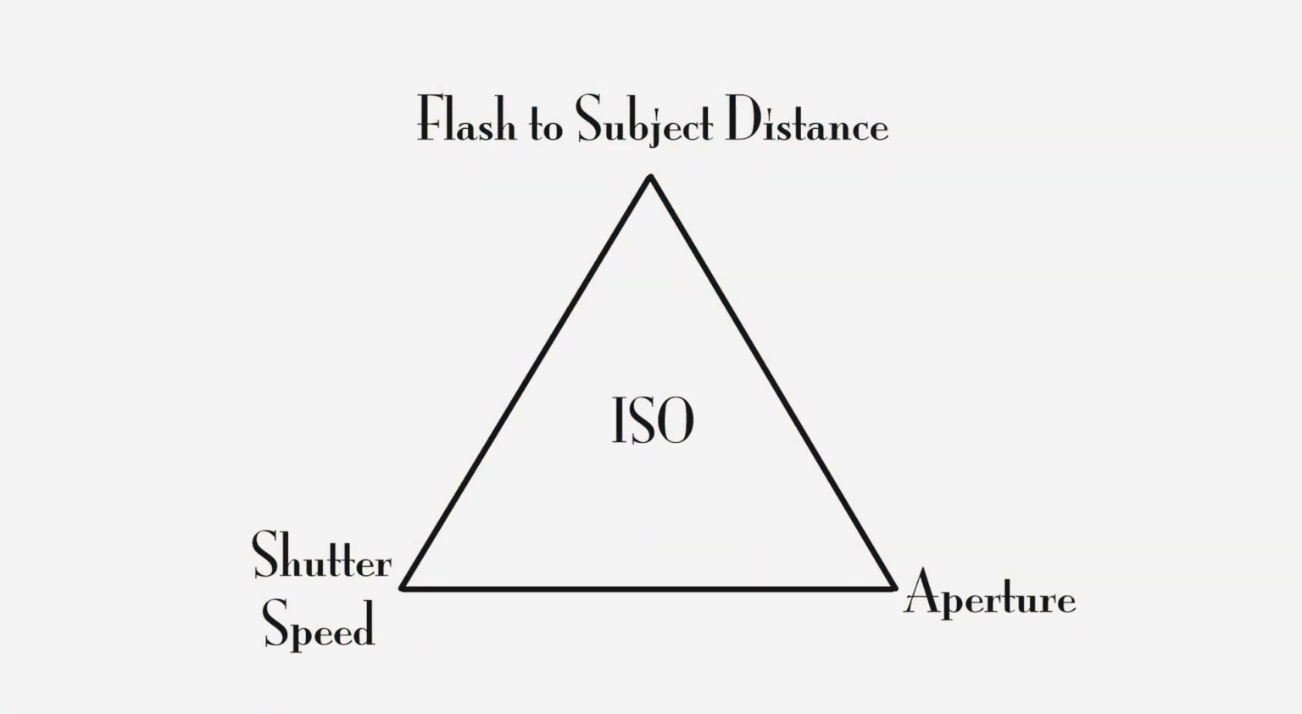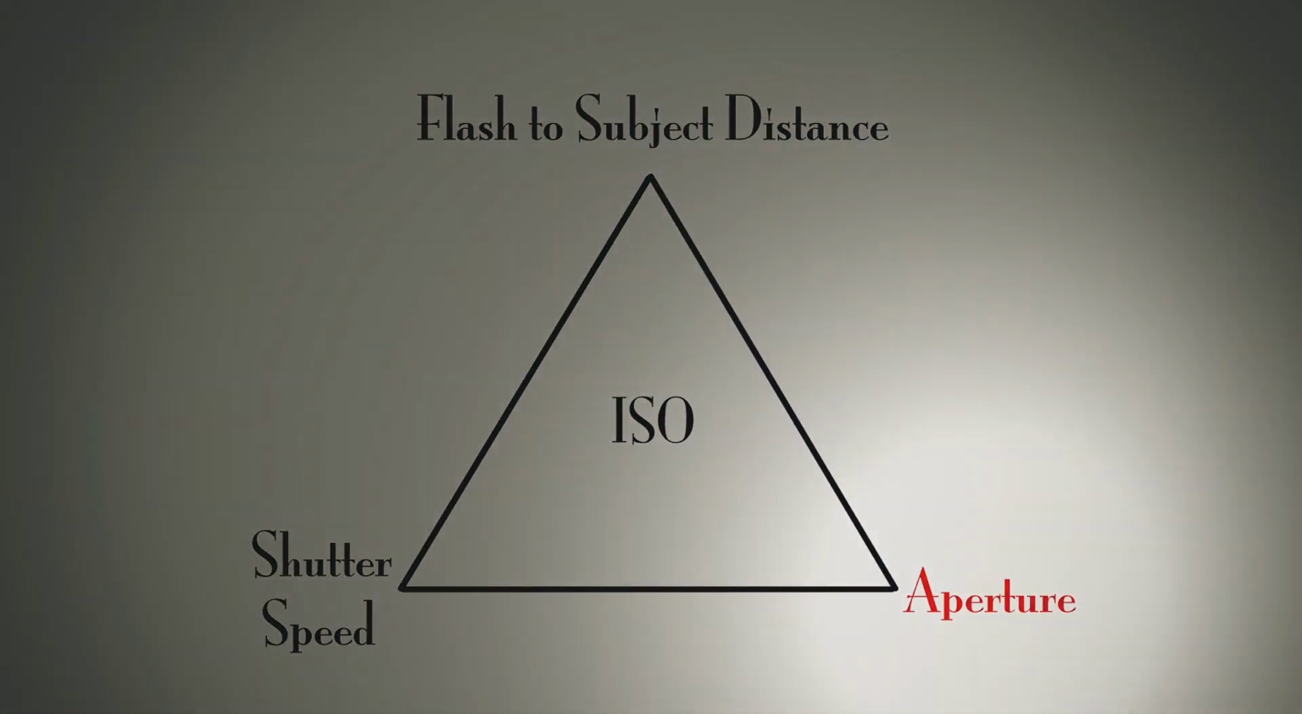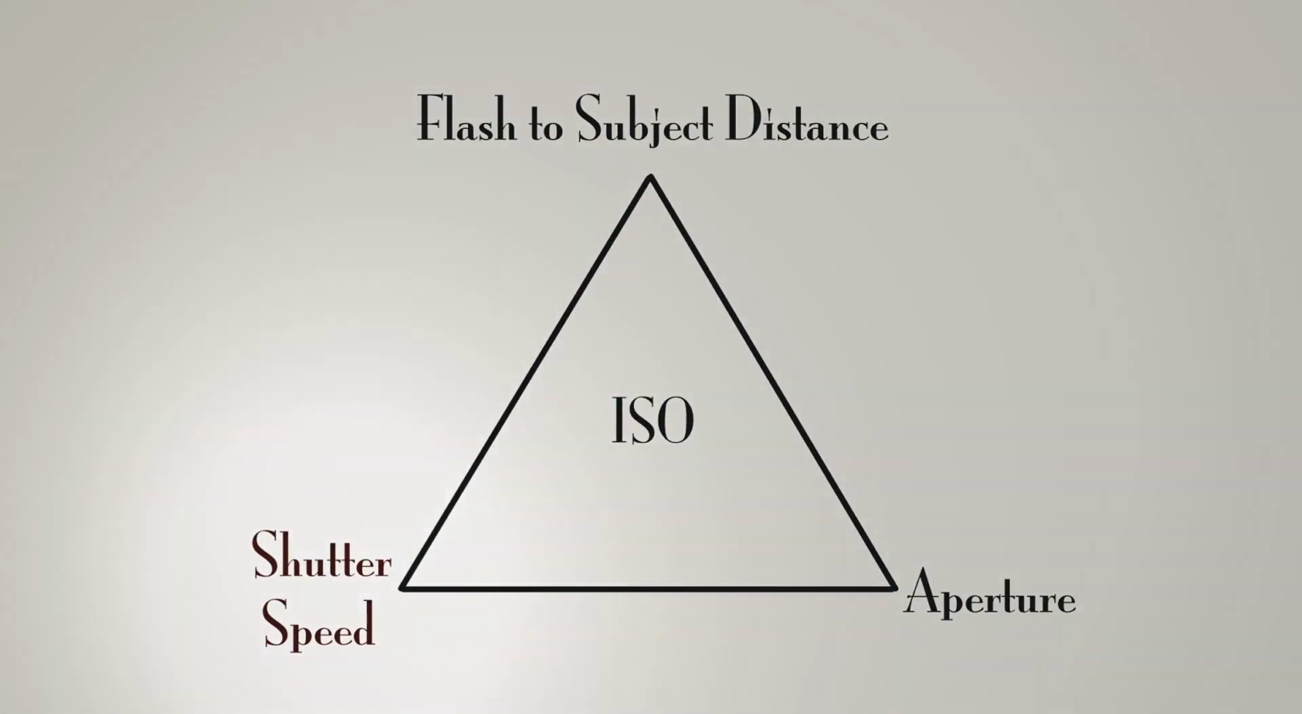So aperture lives on one corner of the triangle, and that controls how much flash we allow to hit the subject. Yes, aperture controls depth of field, we know that, but in the off-camera flash world that I've created for myself, aperture controls how much flash we allow to hit the subject with. So remember that.